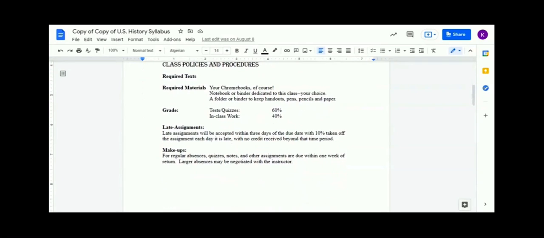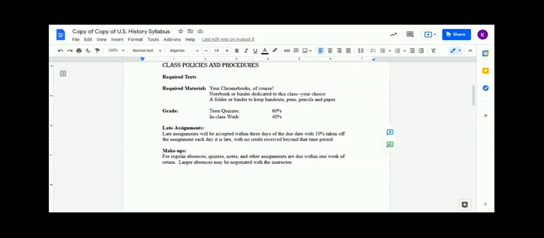So for our class policies and procedures, the required materials that these students need to have are their Chromebooks, of course, and a notebook or binder dedicated to this class. That is completely their choice. The grade is very simple here at Minor. We follow the same grading system. Tests and quizzes are worth 60% of their grade, and in-class work or homework is worth 40% of their grade.